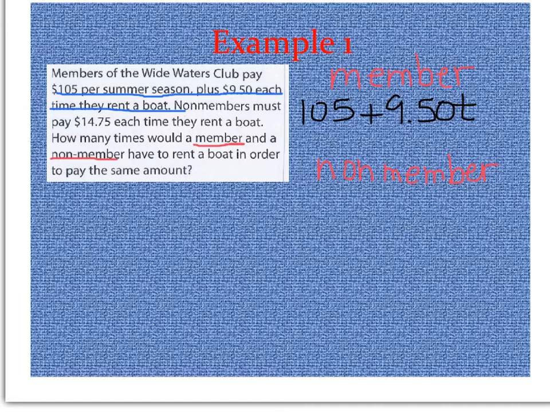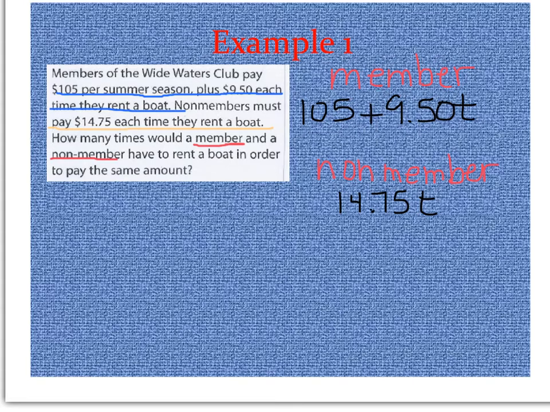Now let's figure out how much it would cost for a non-member. It says for non-members that they will pay $14.75 each time they rent a boat and nothing more. So for a non-member, if we want to write that expression, it is just $14.75 times the number of times they rent a boat. They want to know how many times would a member and a non-member have to rent a boat in order to pay the same amount. Same amount means equal. So that means we're going to take our 105 plus our 9.50t and set it equal to what a non-member would pay, which is $14.75 times the number of times.